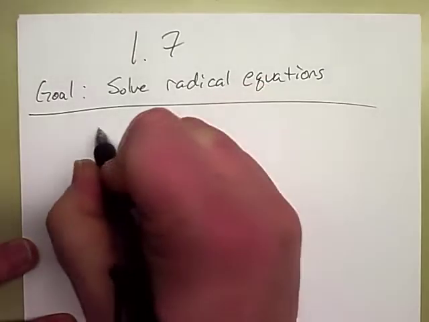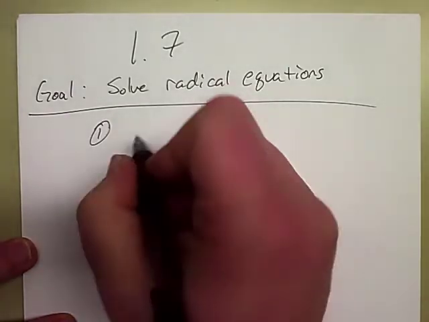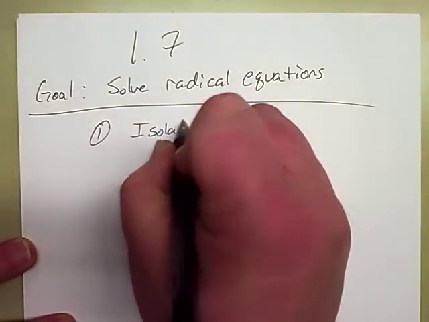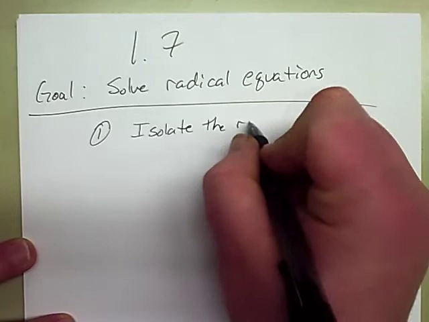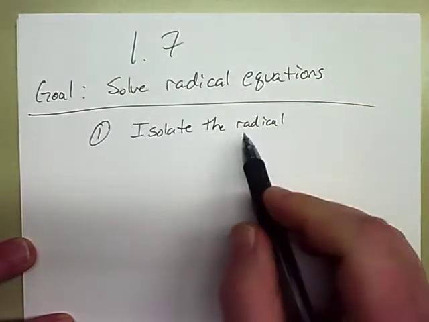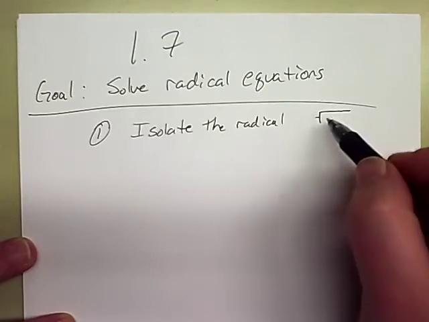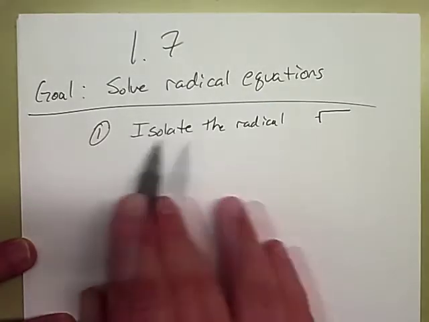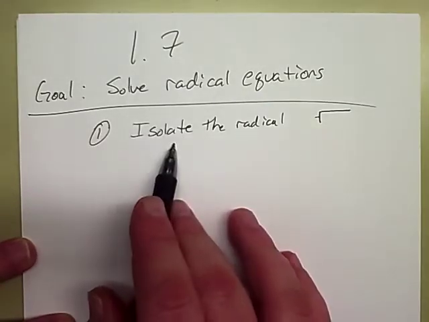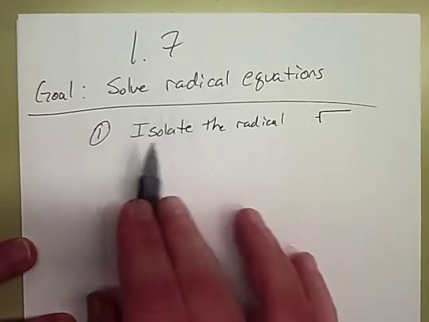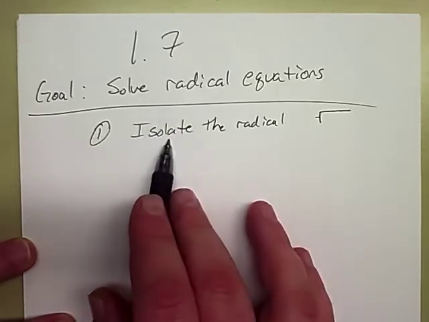All right, the first step whenever it comes to solving radical equations is to isolate the radical. And as you recall, the radical is that heartbeat symbol, right? So whenever you see that, you want to get that by itself. Isolate. You're by yourself. There's nothing else going on with it.